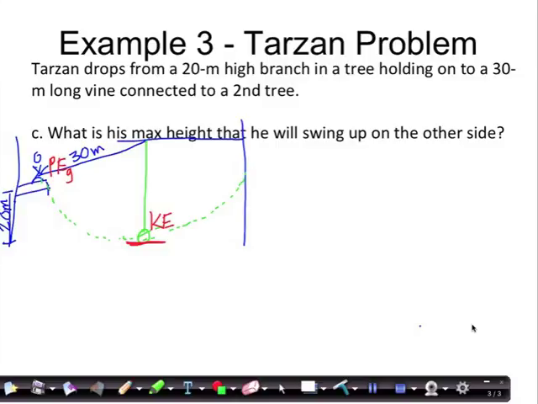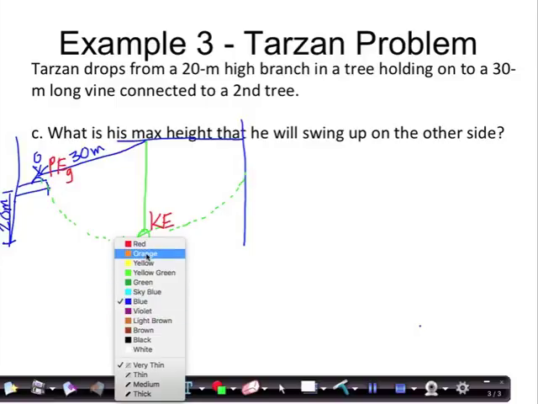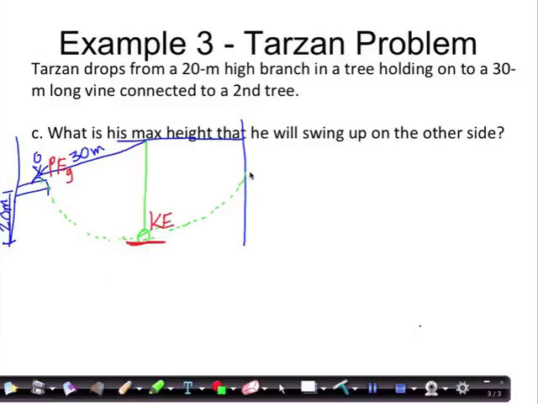Okay, for part C, we are looking for what his max height is going to be that he will swing up on the other side. Well, our initial and final are going to change a little bit. Our initial is still the same. He has gravitational potential energy. But if we're looking for the max height that he swings up to, we know that at his max height, he's not moving, so he only has gravitational potential energy.